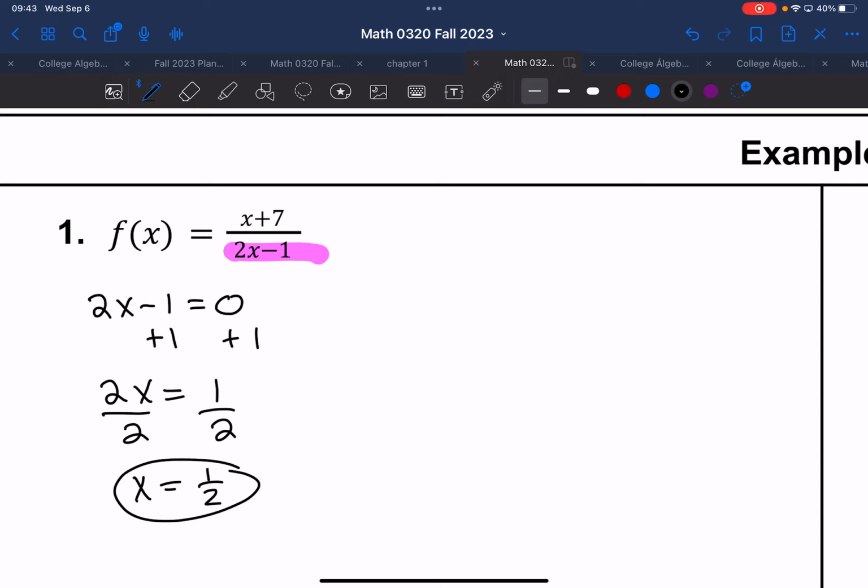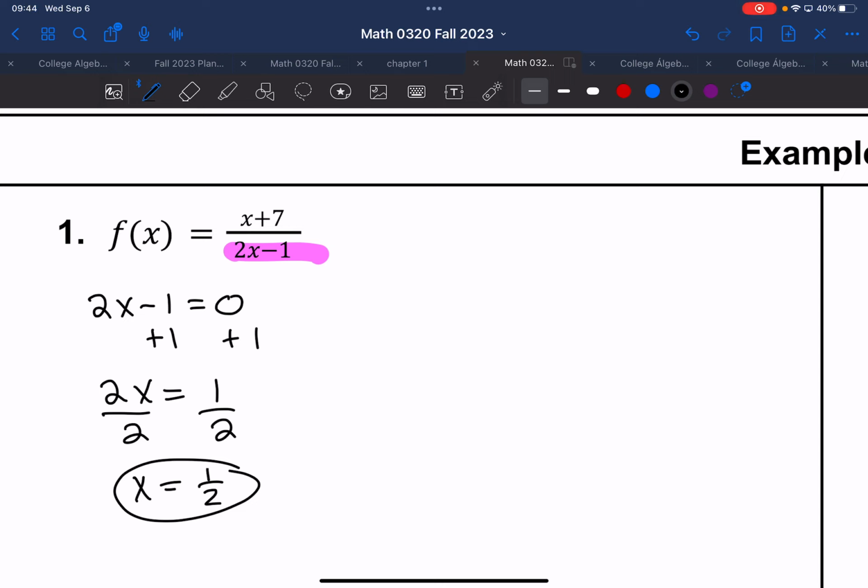So what does that tell us? 1/2, is that in our domain or not in our domain? Not. It's not, because if we plug in that 1/2 for x, it will turn the bottom of our fraction 0. And what happens when you divide by 0? Dividing by 0 does not exist, okay?